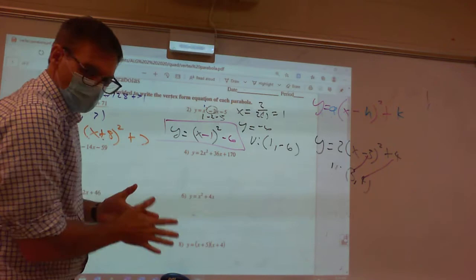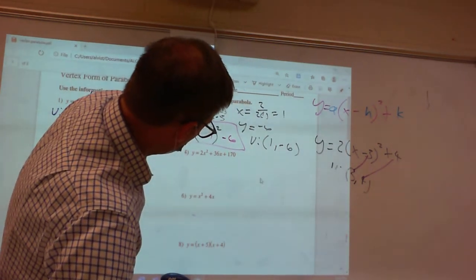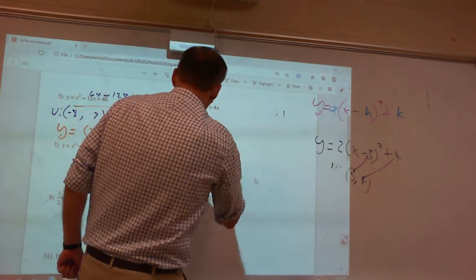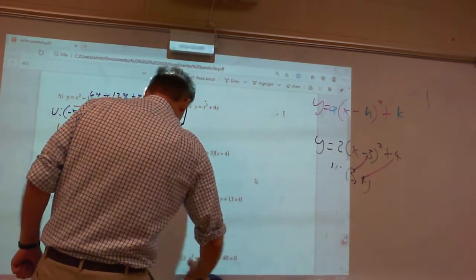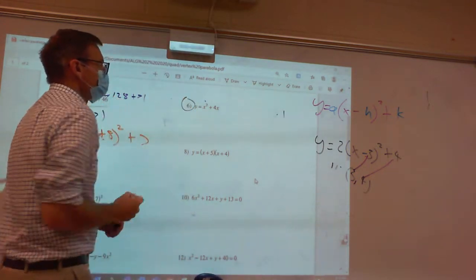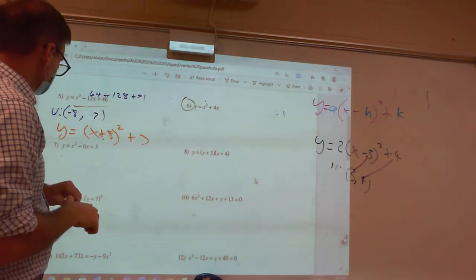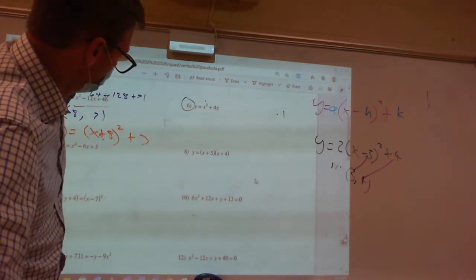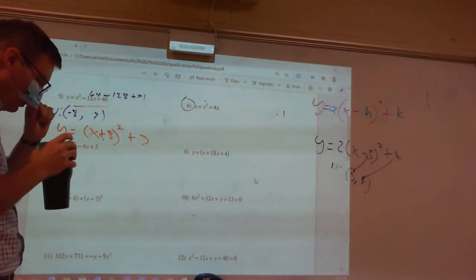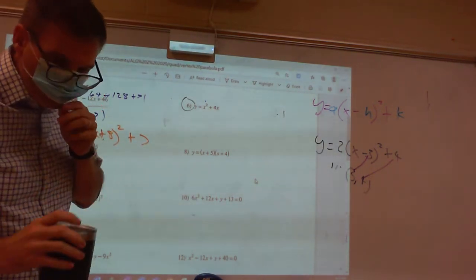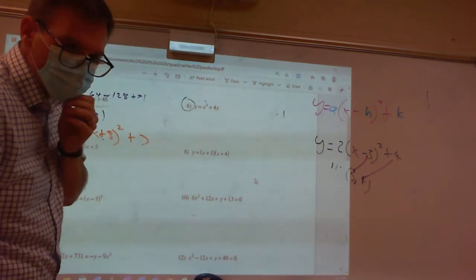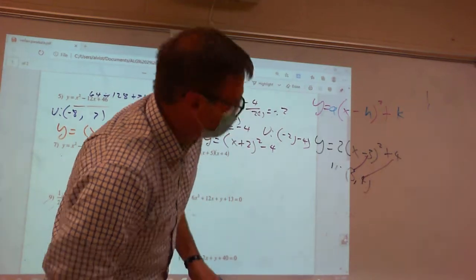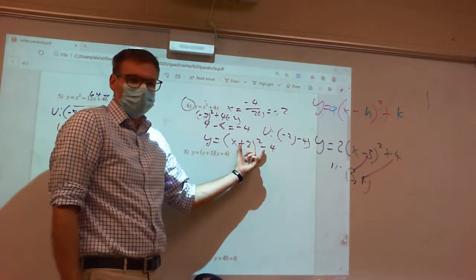Let's see. Let's do one more before I do some of the tricky ones. So now I want everyone to do problem 6. Plug it in, fit it into this formula.